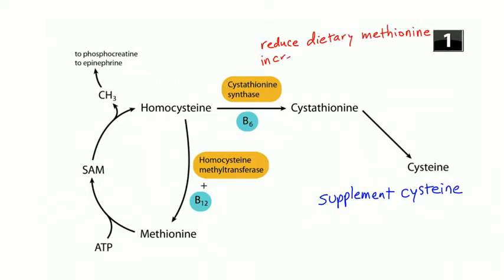And you want to increase vitamin B12 and folate to help shunt that homocysteine back toward methionine so it doesn't build up. And if you have that mutated cystathionine synthase with that reduced affinity for vitamin B6, you're also going to give extra vitamin B6.